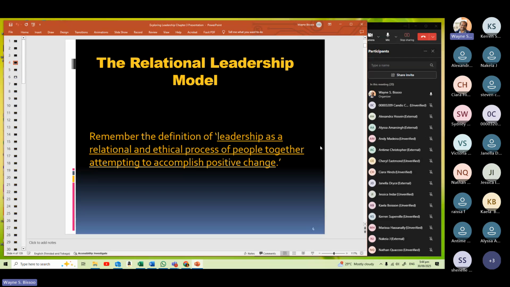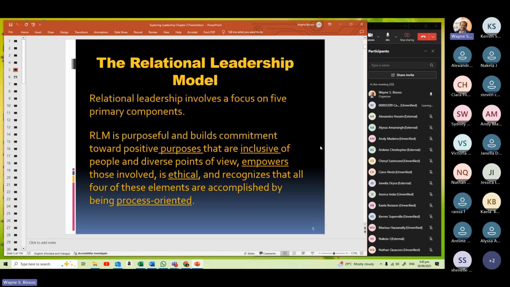All right. Now, the relational leadership model definition, because again, we also had issues with defining leadership, is a relational and ethical process of people together attempting to accomplish positive change. Now, we met this definition a few times before, so this shouldn't be anything alien to us, but we want to pay attention to it because it kind of defines where we're going to be going in examining the model. So the model has 5 areas or 5 primary components, and we're going to be examining those components this evening in a fair amount of detail.